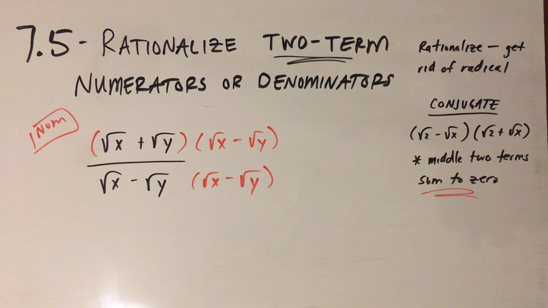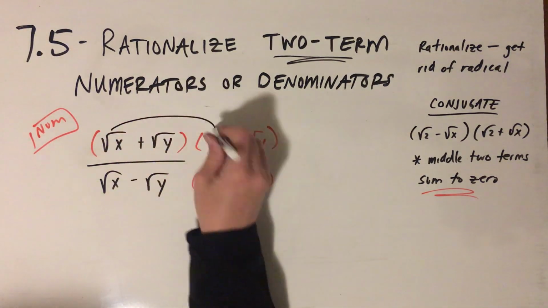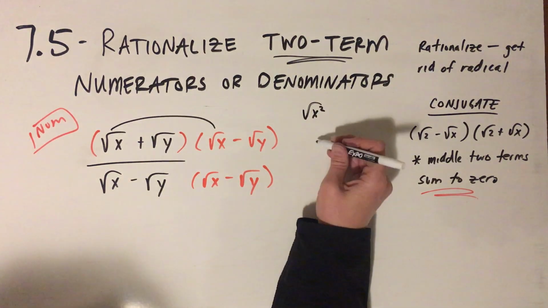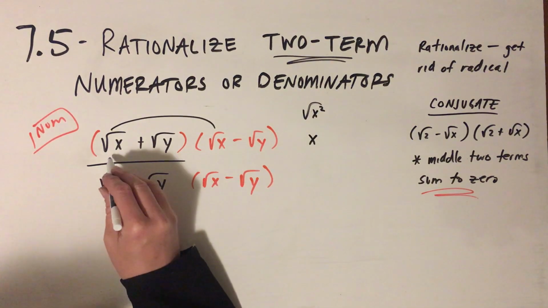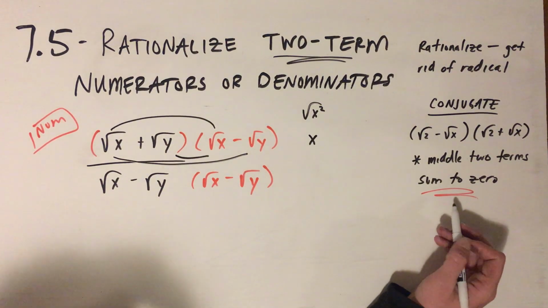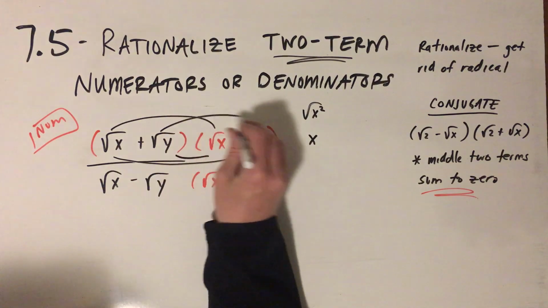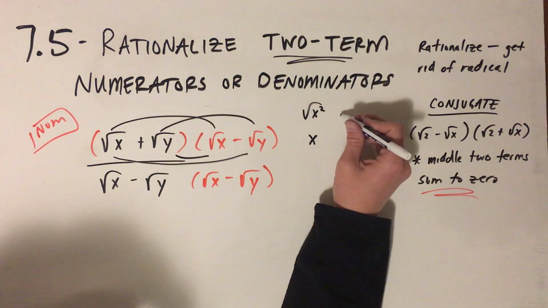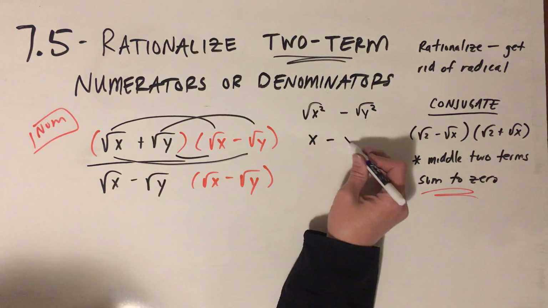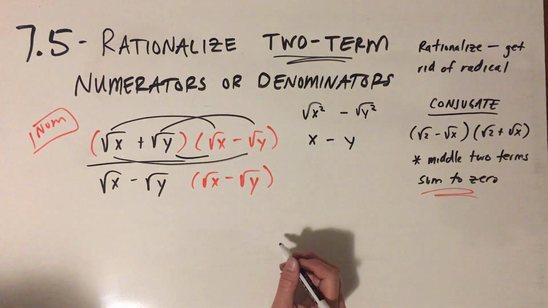Okay, and when I multiply the square root of x times the square root of x, it's the square root of x squared, which is just going to give me x. The outer is going to be a negative xy, and the inner is going to be a positive xy. Those are going to sum to 0. That's why I use the conjugate. The last is going to give me a minus square root of y squared. Well, the square root of y squared is just y. So on top I have x minus y.